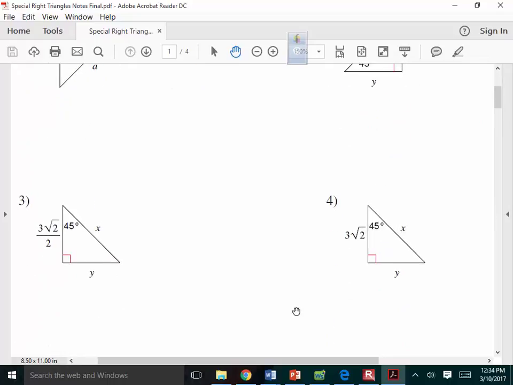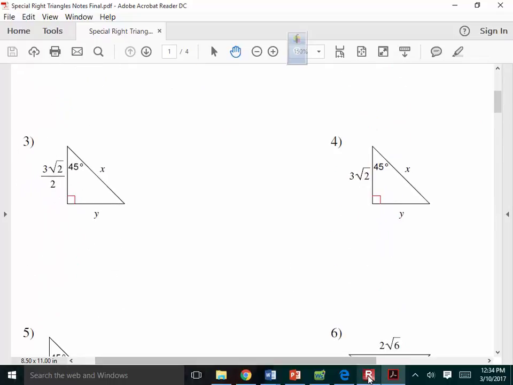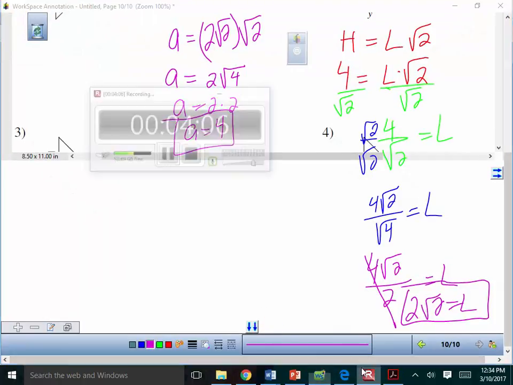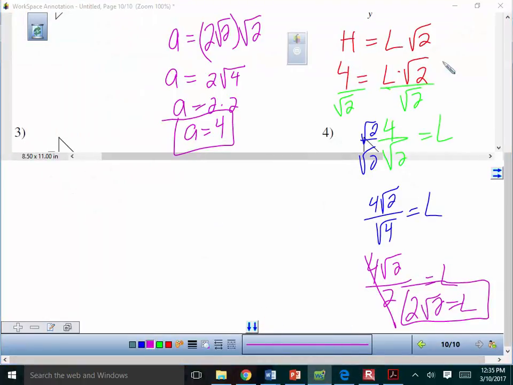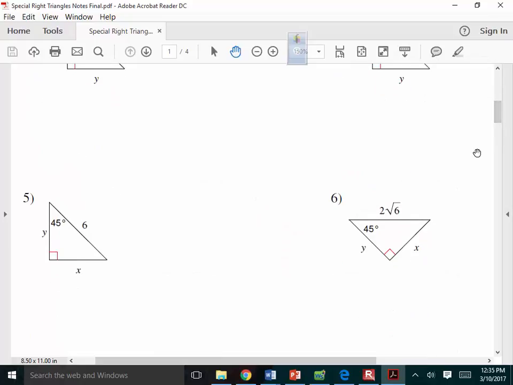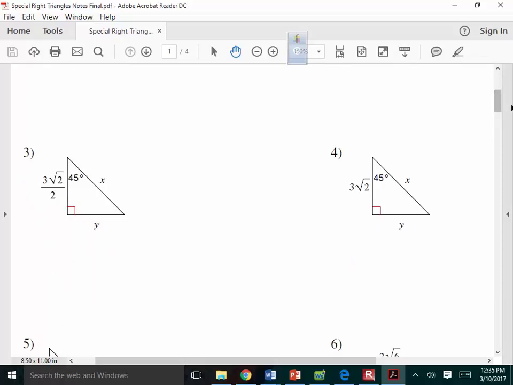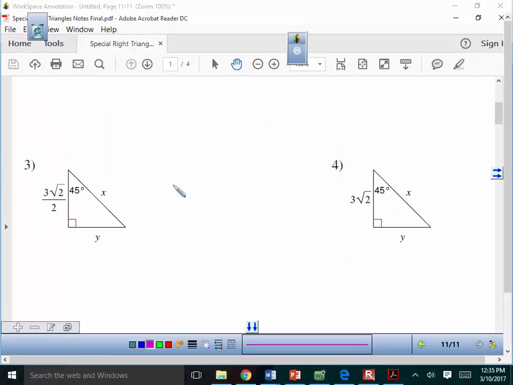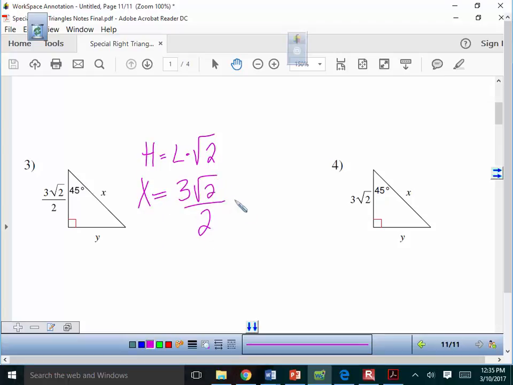Let's continue. Okay, so let's continue. So look at number 3, okay? On number 3, we know that our hypotenuse is equal to the leg times the square root of 2, right? So what's our hypotenuse? X. And what's our leg? And we need to multiply this times. So now x is equal to 3.